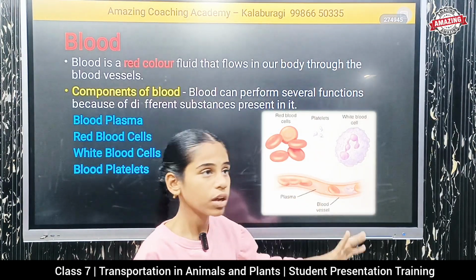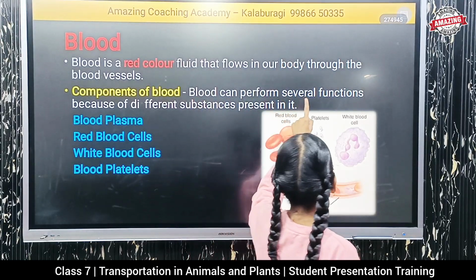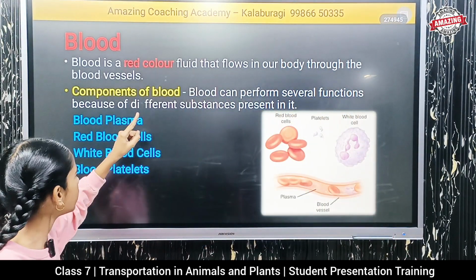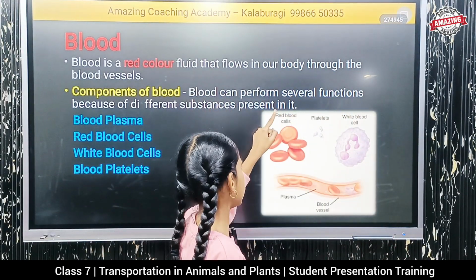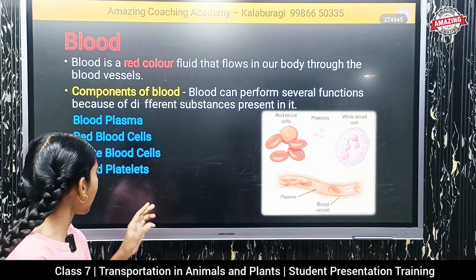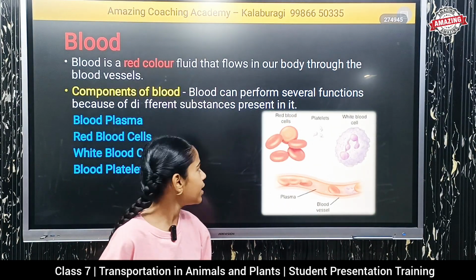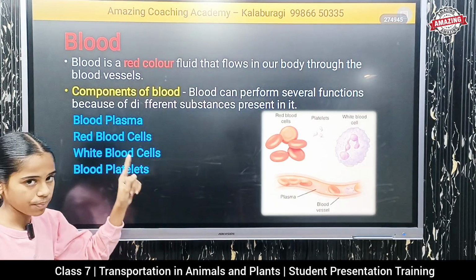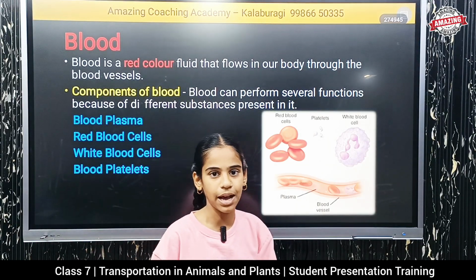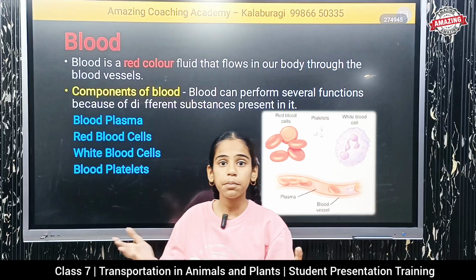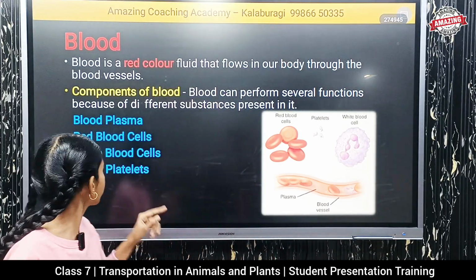Components of blood. The blood can perform several functions because of the different substances present in it. There are four major composition of the blood. First is blood plasma. The fluid is composed of plasma in which different types of cells are suspended.